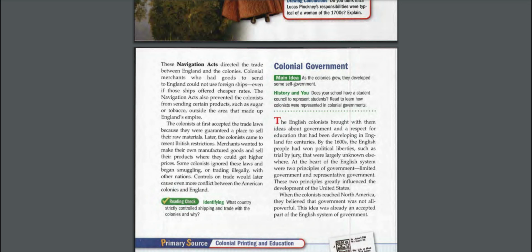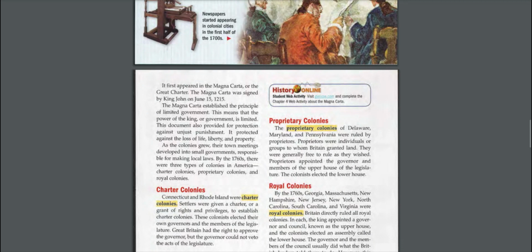When the colonists reached North America, they believed that government was not all powerful. This idea was already an accepted part of the English system of government. It first appeared in the Magna Carta, or the Great Charter. The Magna Carta was signed by King John on June 15th, 1215. The Magna Carta established the principle of limited government.